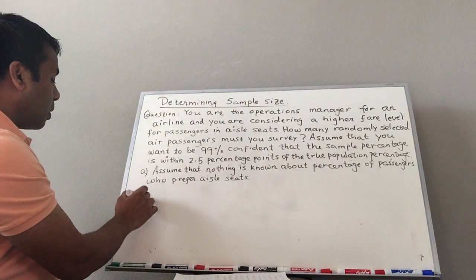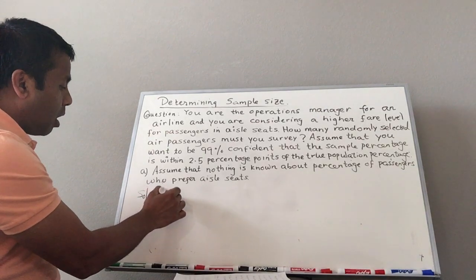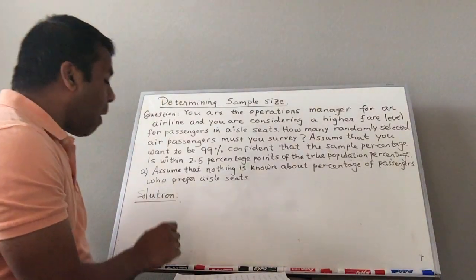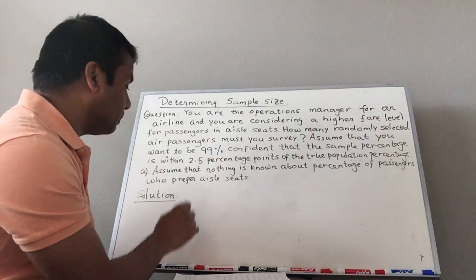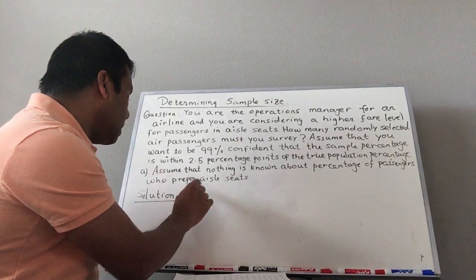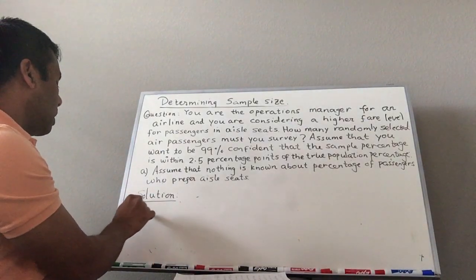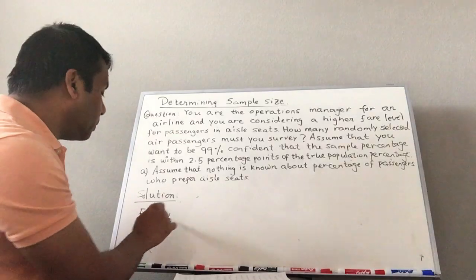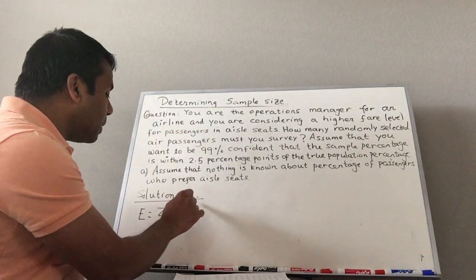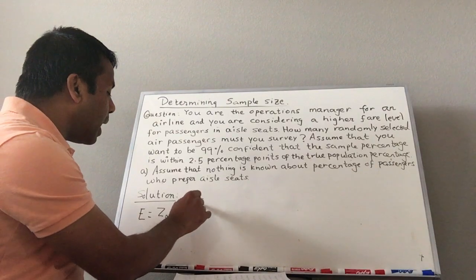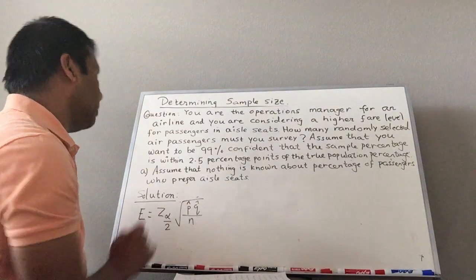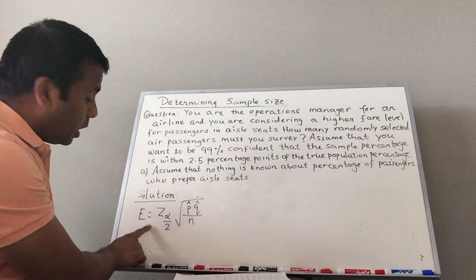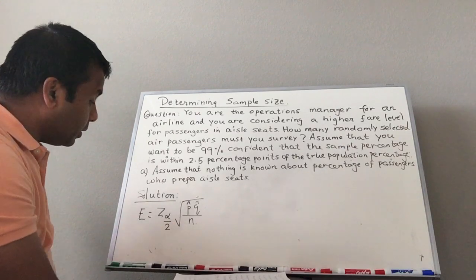Okay, so to solve this problem, I would like to remind you of the formula for the margin of error. The margin of error E equals z sub alpha over 2 times the square root of p hat q hat divided by n, right? So this is the margin of error, and we use this formula to calculate the margin of error.